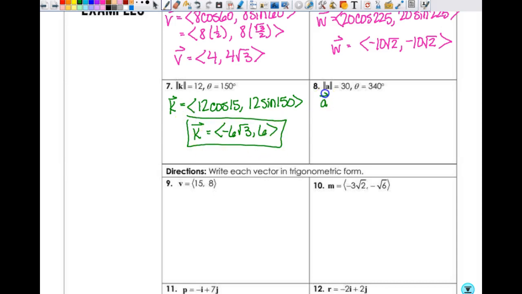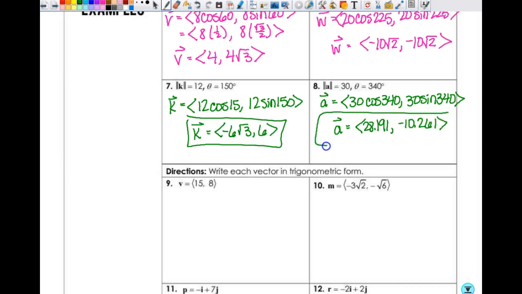Okay, then a is equal to 30 times the cosine of 340 and 30 times the sine of 340. That means a is equal to 28.191. So this one I have to have decimals because it wasn't giving me anything exact, comma, negative 10.261. There we go.